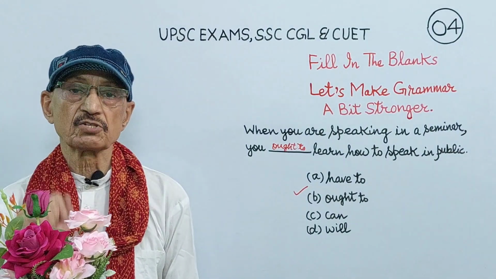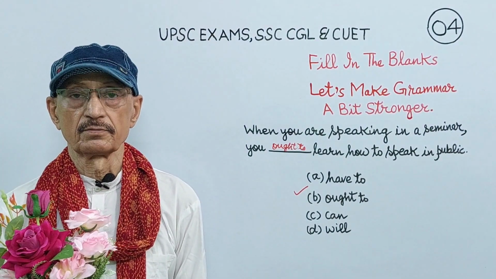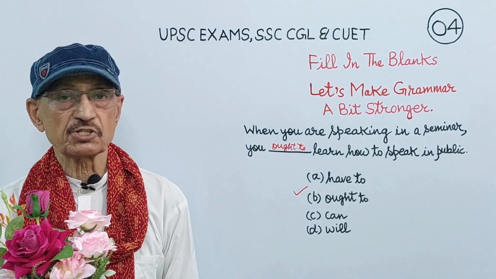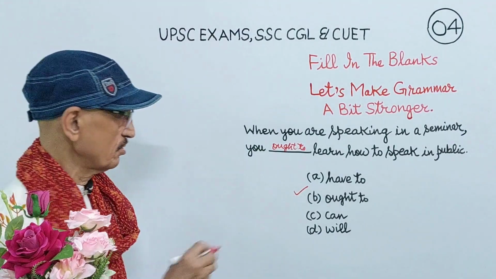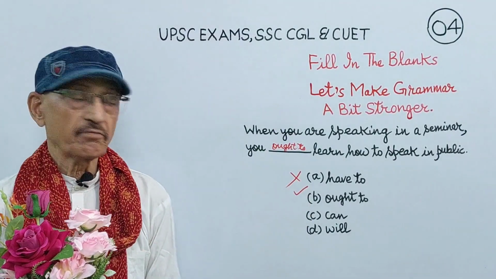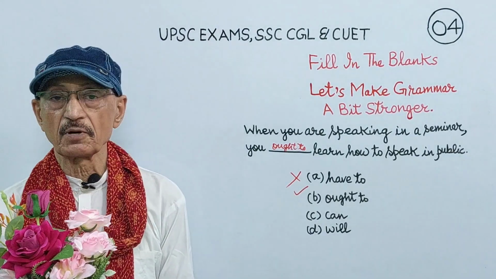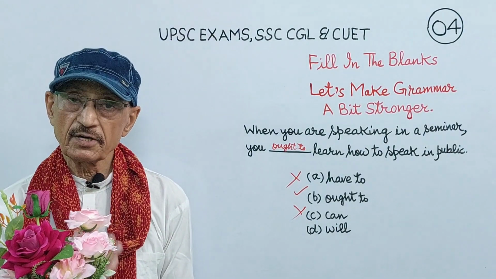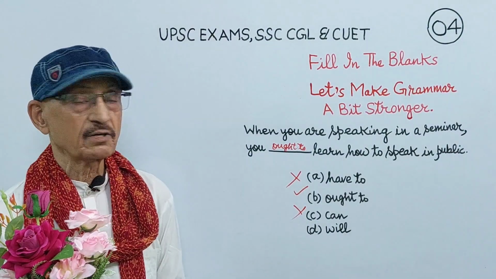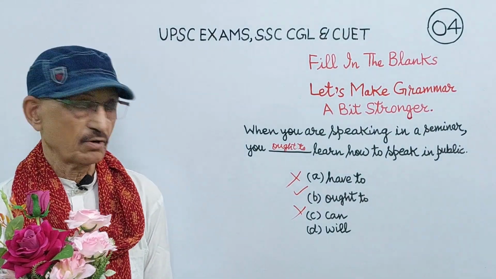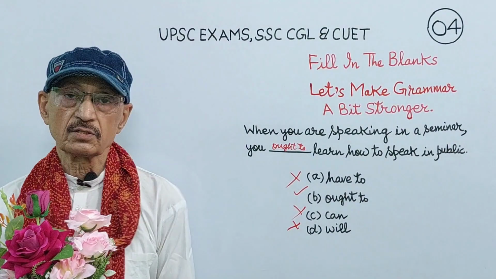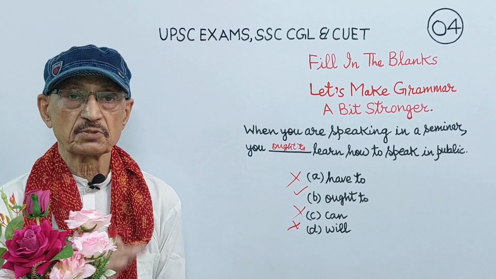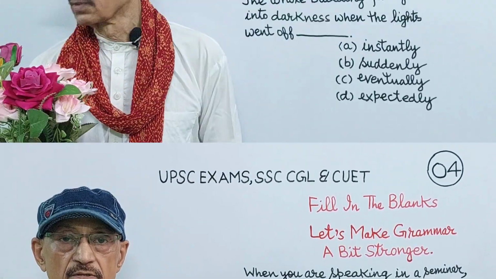I will now tell you the reason why we should take ought to. If we take have to, it shows compulsion, but there is no compulsion, so this is wrong. If we take can, you can learn how to speak in public, no, it will not give a correct meaning, this is wrong. If we take will here, you will learn how to speak in public, no, future tense, this is wrong. So, ought to is a correct modal verb to fill this blank space. Ought to means moral duty.